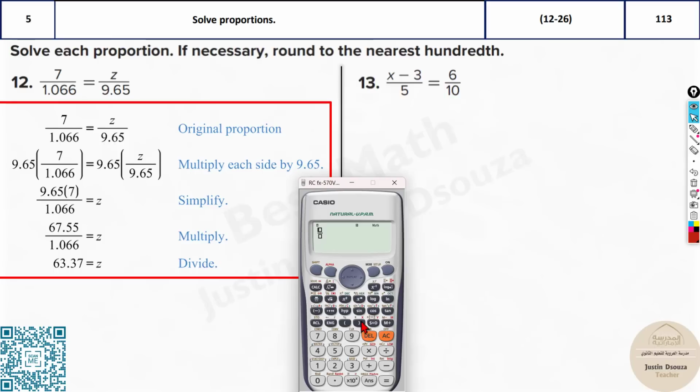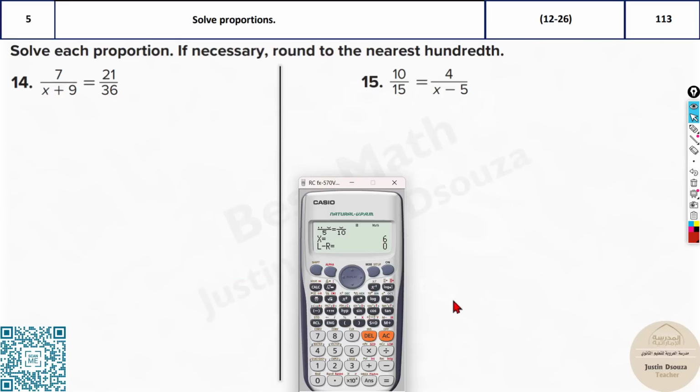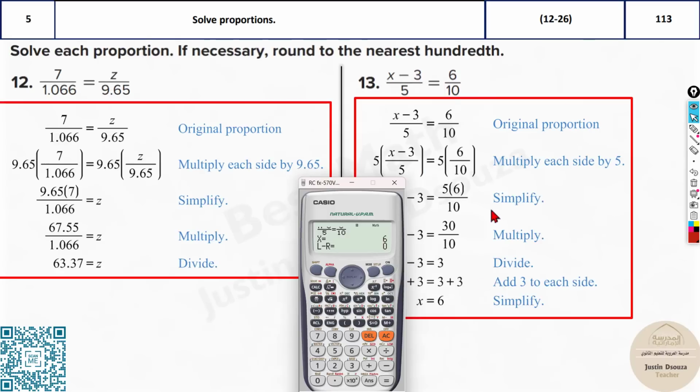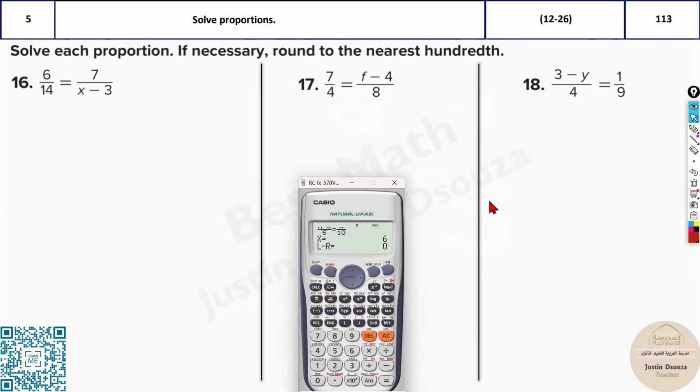All you need to do is type it out. X minus 3 divided by 5. Now, since this is a multiple choice question, you can easily just use your calculator and solve. Just press shift, solve, and equal to, 6. That's the answer. So this is how you can solve this all by yourselves.